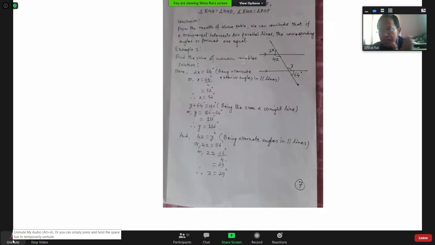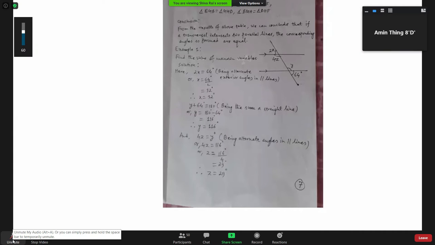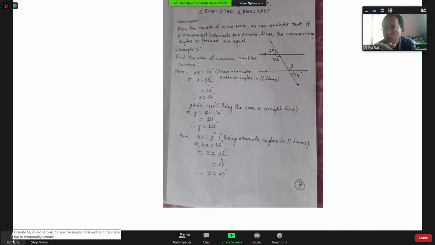So the exterior, you look, and they are lying alternate, means different side of the transversal. Twice x is in left side of the transversal and 64 is right side of the transversal. So they are equal. Remember, alternate exterior angles in parallel lines are equal. Don't forget. But this thing is not in your textbook. So remember this. So x equal to 64 degree divided by 2, which is equal to 32 degree. Therefore, x equal to 32 degree.